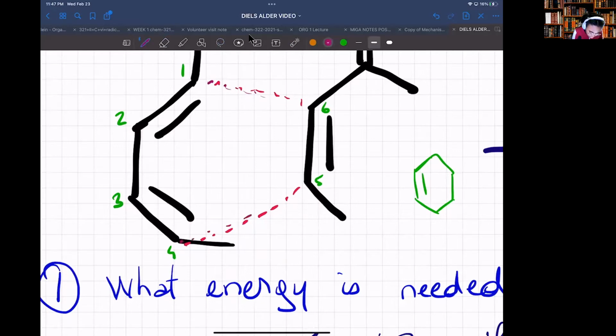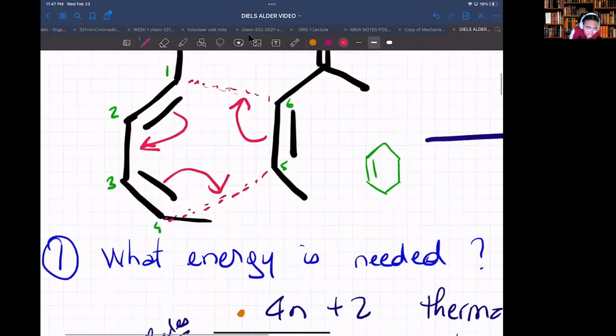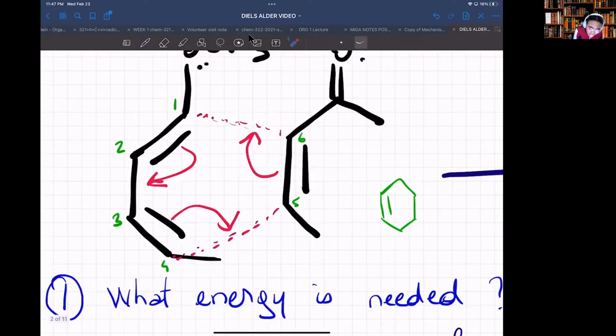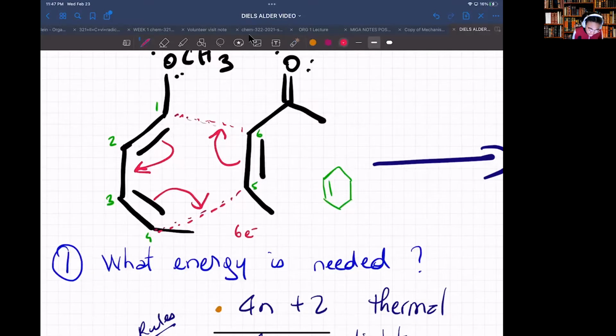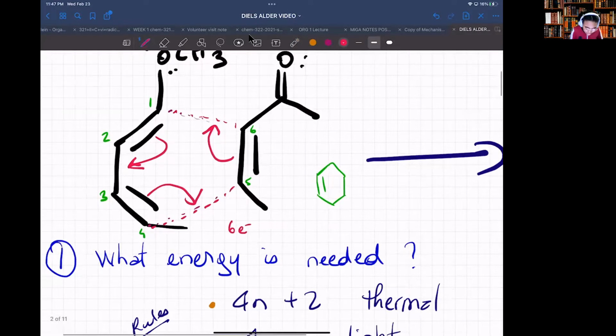All right. Now that's the dance that we will have. This electron pair will make this bond, we'll have this, we'll have this. Which means that in this nice dance, 1, 2, 3, 4, 5, 6 electrons will be involved in the mechanism. So quickly, let me write down: 6 electrons will be involved. Now, can the number 6 be obtained using 4n plus 2 or 4n? Let's see.